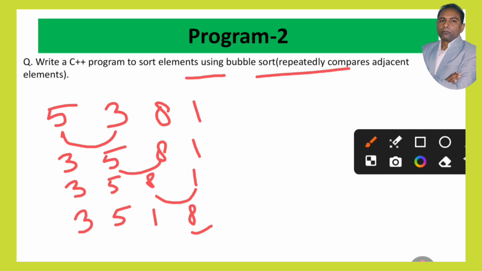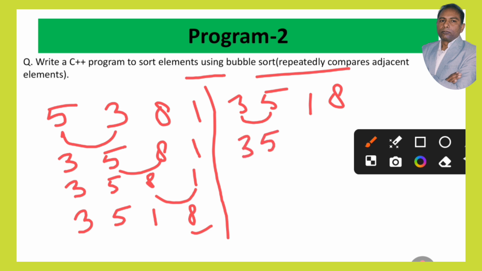Next, again we will compare from the starting. Now we have the answer 3 5 1 8. Again we will compare 3 and 5, and there is no need to exchange, since 3 is lesser than 5, so the answer will be the same.